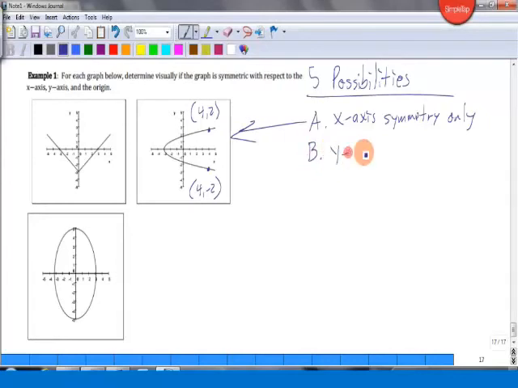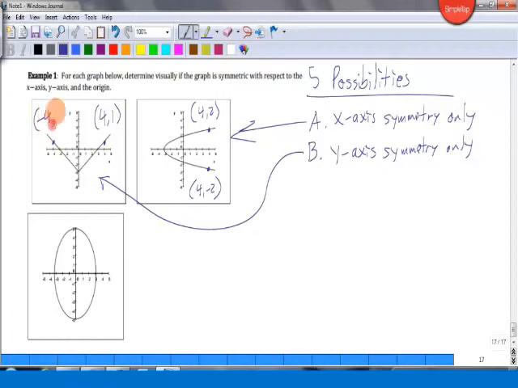Another possibility: a graph may have y-axis symmetry only. Is there a graph like that on this page? The first one, this one right here. You take the point 4, 1, and notice that its image, -4, 1, on the other side of the y-axis is also on the graph. That graph is not symmetric with respect to the x-axis. Points down below the x-axis, you look up above, and they don't have their images up there. Also not symmetric with respect to the origin.